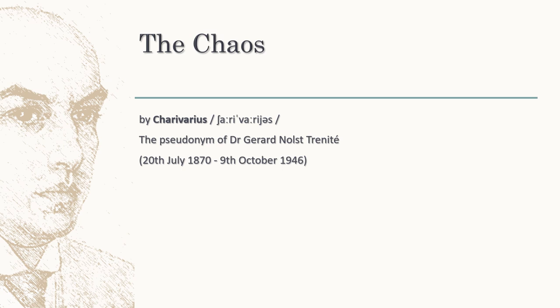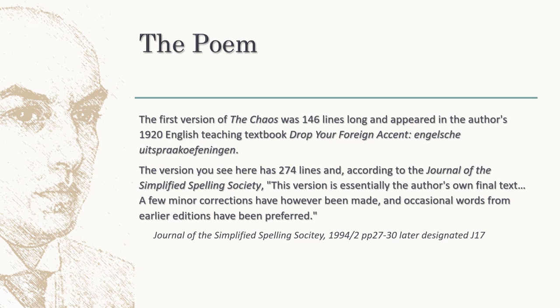The poem. The first version of The Chaos was 146 lines long and appeared in the author's 1920 English teaching textbook, Drop Your Foreign Accent: Engelse uitspraakoefeningen. The version you see here has 274 lines and, according to the Journal of the Simplified Spelling Society, this version is essentially the author's own final text. A few minor corrections have, however, been made, and occasional words from earlier editions have been preferred.